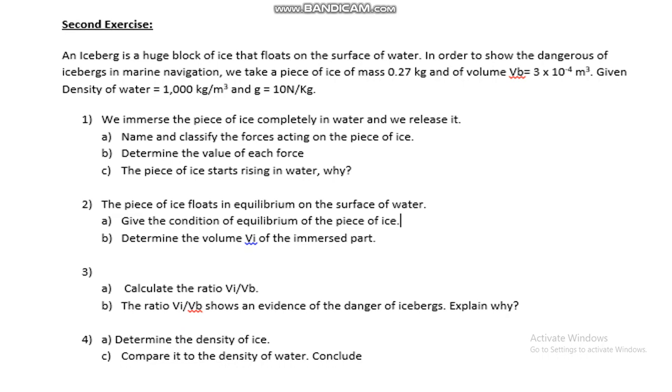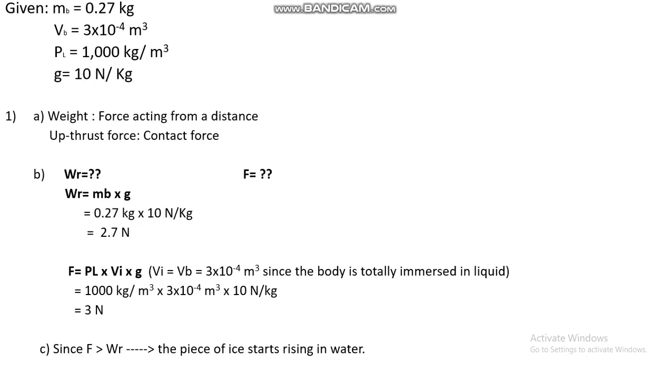When we solve a physics exercise, we have to read the exercise carefully and pick out the given. An iceberg is a huge block of ice that floats on the surface of water. In order to show the dangers of icebergs in marine navigation, we take a piece of ice of mass 0.27 kilograms and of volume 3 times 10 to the minus 4 meter cube. Given the density of water equal to 1000 kilogram per meter cube and gravity equals 10 Newton per kilogram. So we picked out the given.